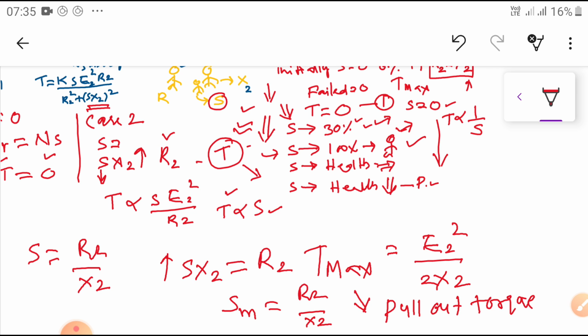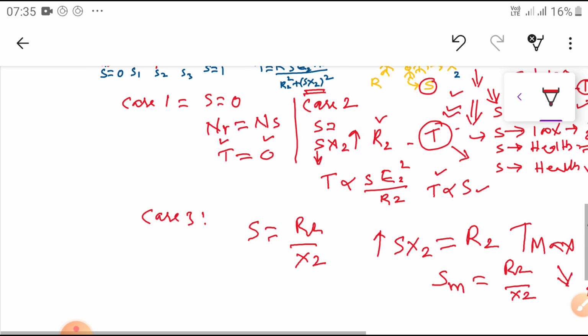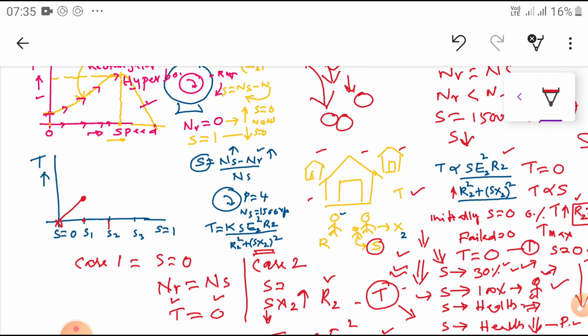So we can say this is a pull out torque, or a maximum torque, or a breakdown torque. At that condition we can draw this diagram up to the maximum value. So this is the maximum torque.